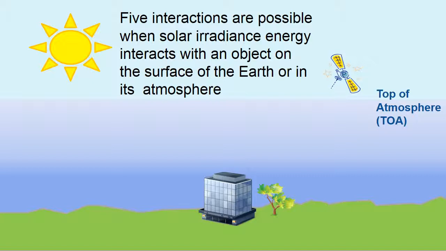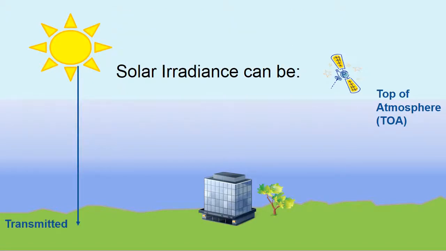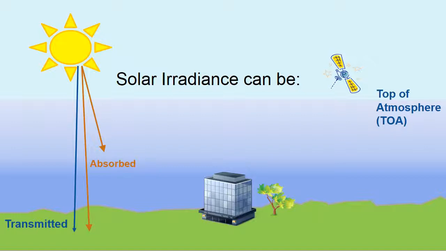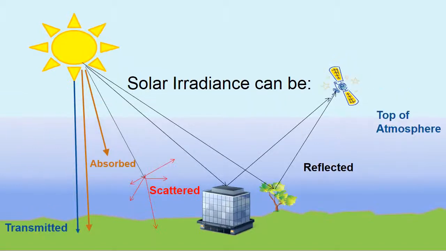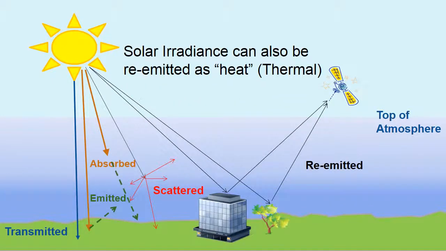There are five interactions that are possible when solar irradiance energy interacts with objects on the Earth or in the Earth's atmosphere. One of these is called transmitted. It's transmitted through the atmosphere. It can then be absorbed by the particles within the atmosphere or on the surface of the Earth. It can be scattered by molecules within the atmosphere or the Earth's surface. And it can be reflected by objects on the Earth. Solar irradiance can also be re-emitted as heat. So not only is it reflective, it can be re-emitted as thermal energy.